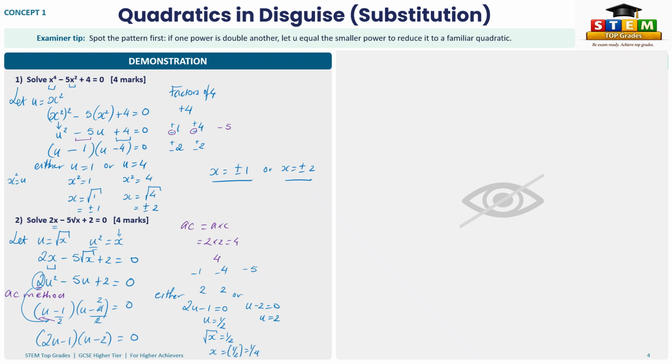And for u equals 2, that means square root of x equals 2. So x is the square of 2, which is therefore 4. So the solutions are x equals a quarter and x equals 4.